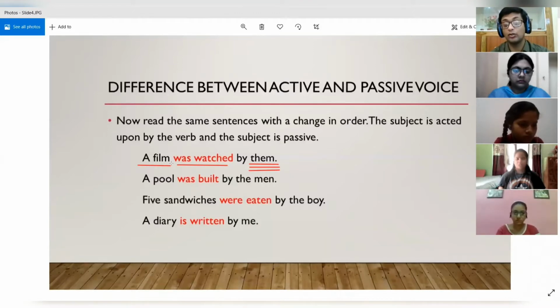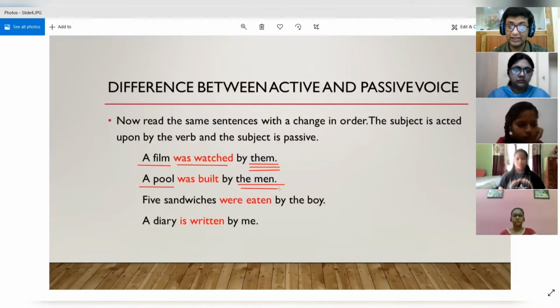The subject is not active in nature. For example, a pool was built by the men. So in this case also you can see that actually the men are working, right? And men are present in the place of object. Pool is the subject over here and pool is not doing anything. Instead, it is being worked upon. A pool is being built, right? And who is building the pool? The men are building the pool.